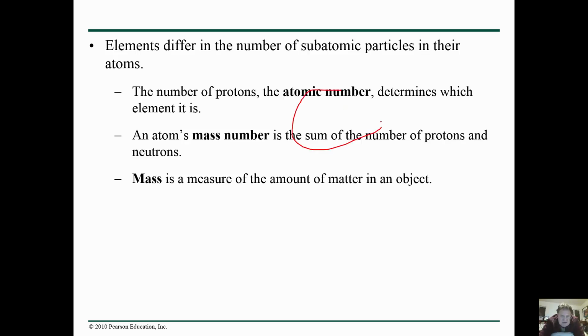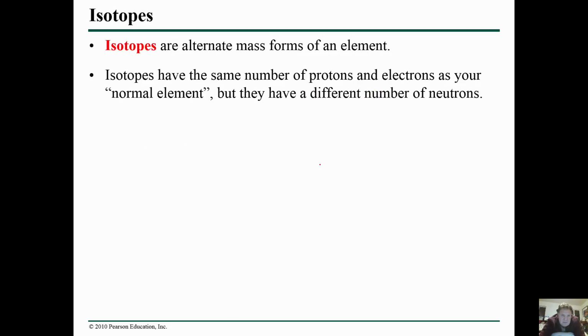The number of protons is what we call the atomic number. An atom's mass number is the sum of the number of protons plus neutrons. The electrons don't matter that much because they don't weigh very much. An isotope is an alternate mass form of an element. In order to be a specific element, it has to have the proper number of protons, but it can have more neutrons or fewer neutrons.